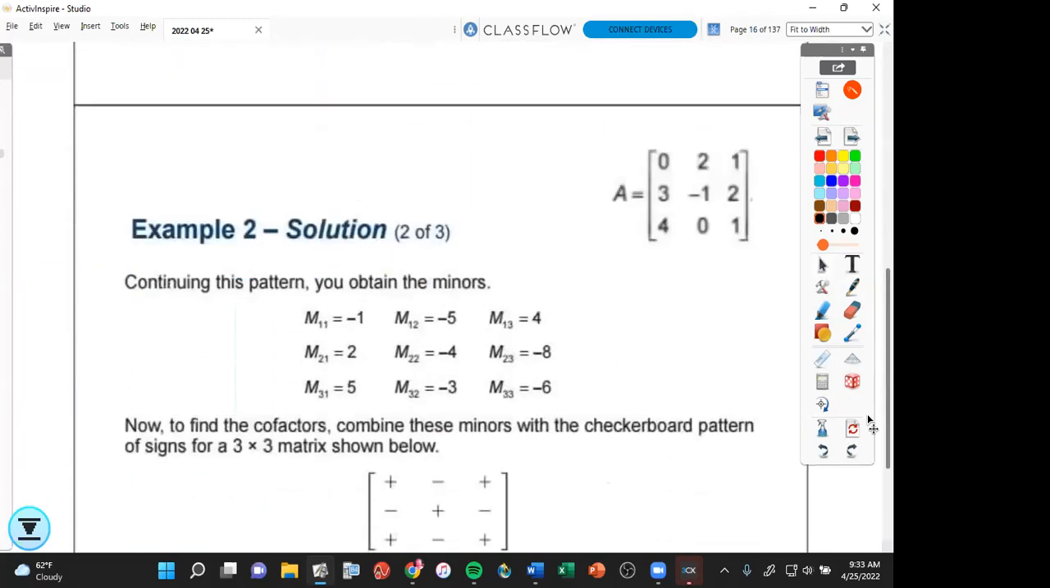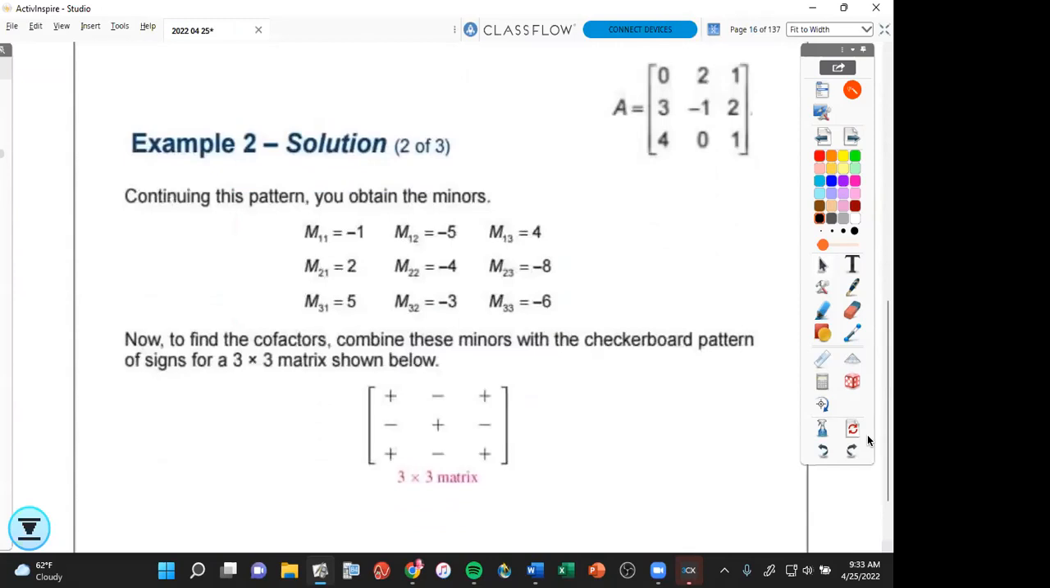Moving on. And if we keep going on and on, here are all 9 of the minors. Row 1, column 1, row 2, column 1, row 3, column 1, row 1, column 2, row 2, column 2. Cofactors. To find the cofactors, you're going to combine this matrix with this matrix.